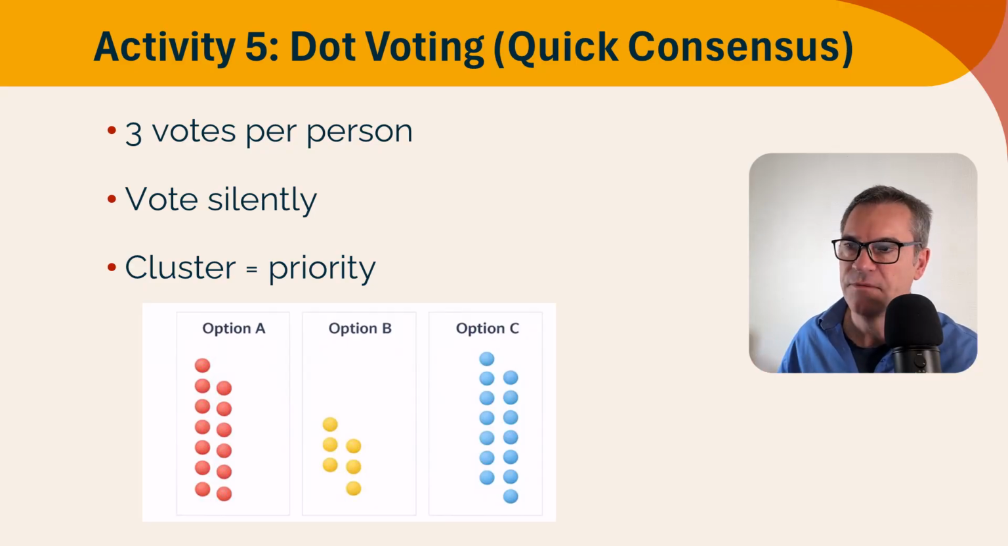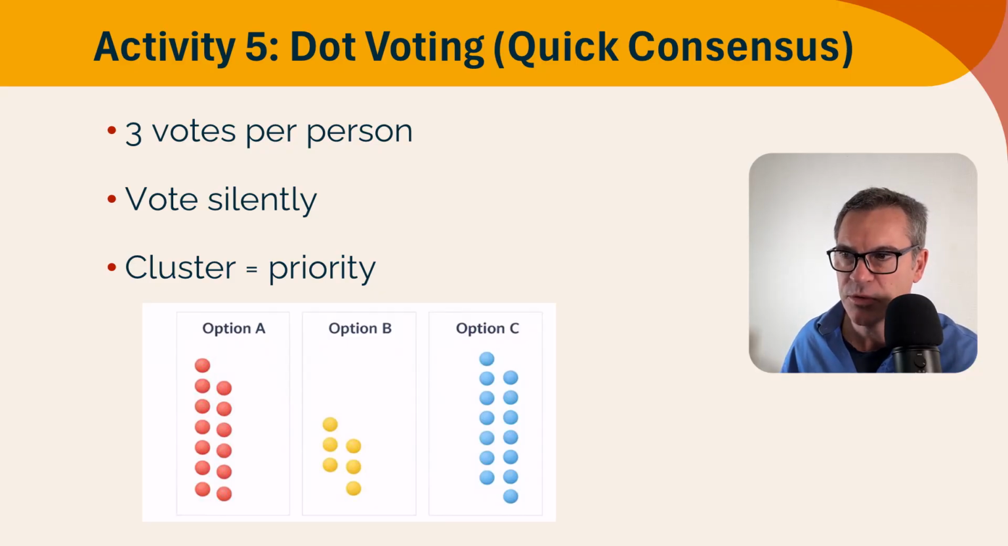Then they put these 3 votes on one option, or they can spread them across different options. So they can put 1 on each if they're really not sure. They can put 2 on one and 1 on the other. Ask everyone to vote silently. They don't discuss it. This prevents the more influential people in the group, of course, influencing others.